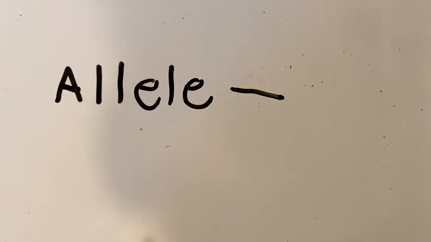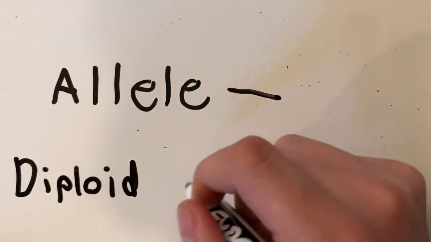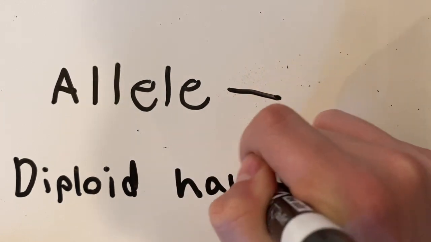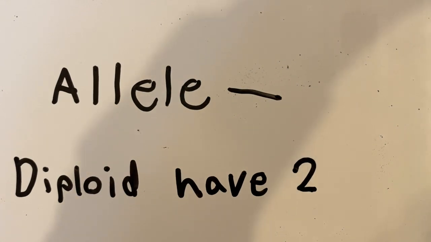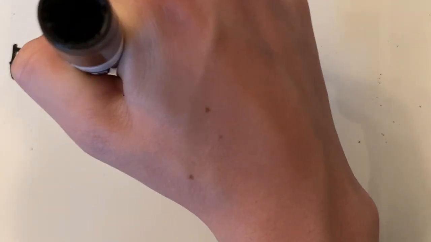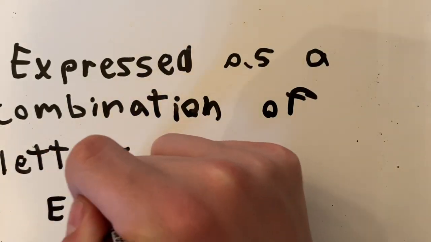An allele is a variant form of a gene, and humans have two of these because they are diploid organisms. Humans inherit one allele from the mother and one from the father. Each allele is expressed as a letter and is either dominant or recessive, which I'll get into later.